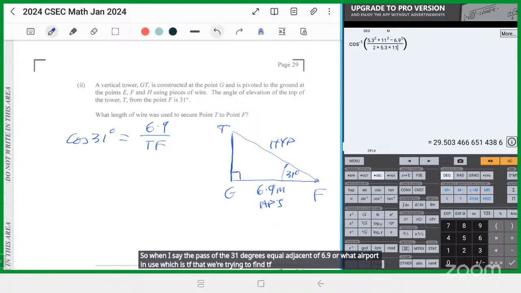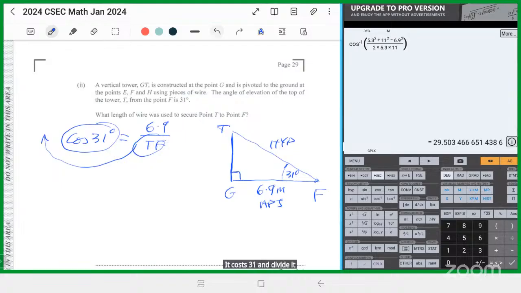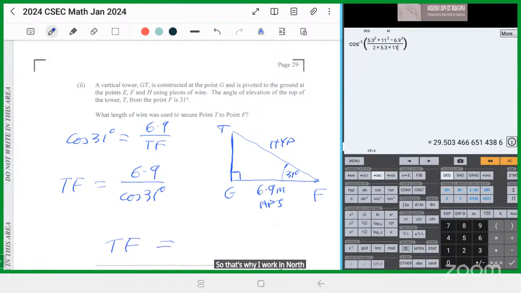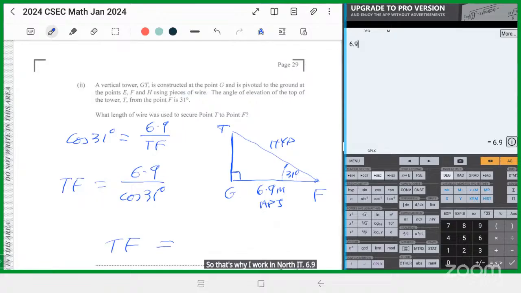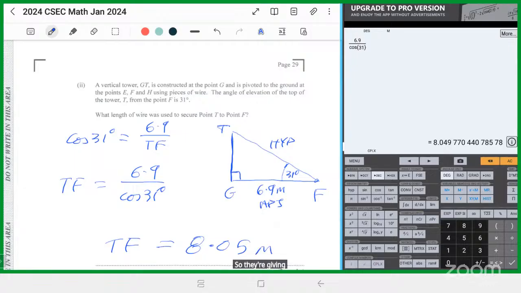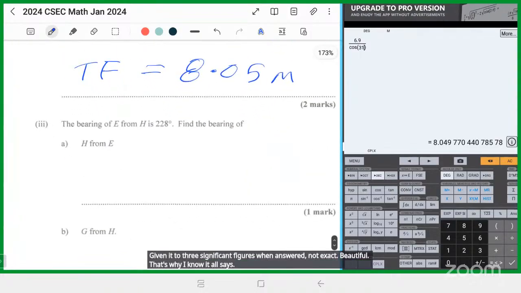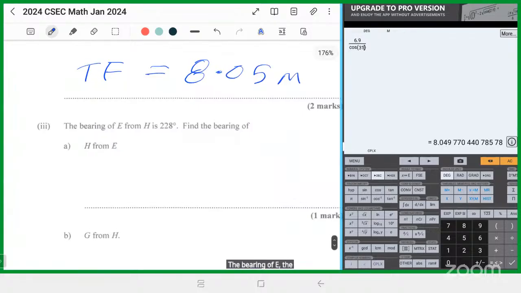To make TF the subject, we take the TF and multiply it up here, take the cos 31 and divide it under here. So we end up with TF equals 6.9 over the cos of 31 degrees. What do you get? 8.05 meters, because they're giving it to three significant figures when the answer is not exact. Beautiful. Next part now says the bearing of E from H is 228 degrees.